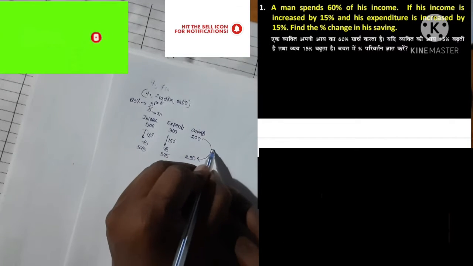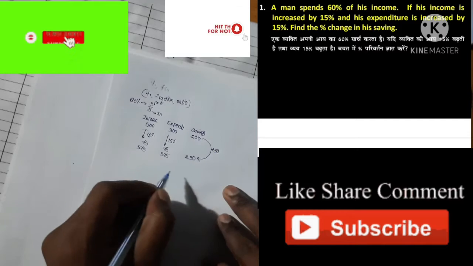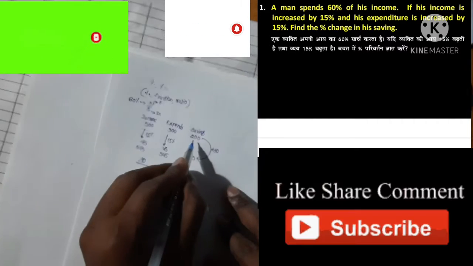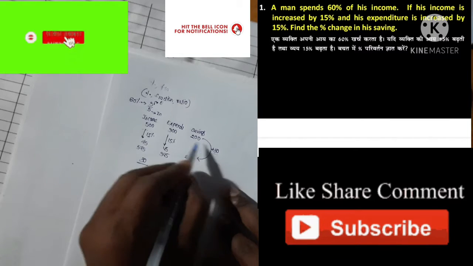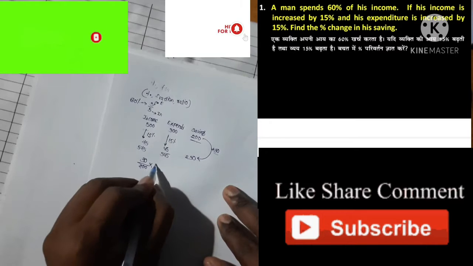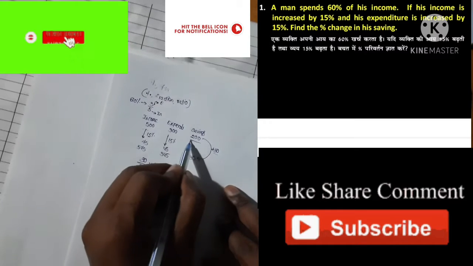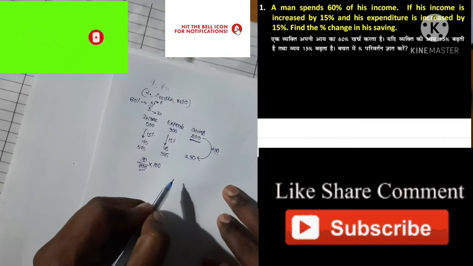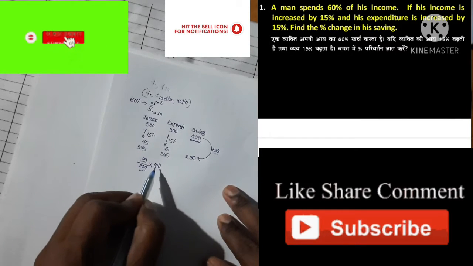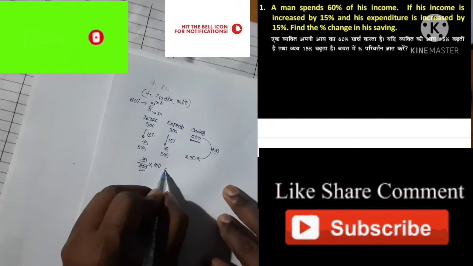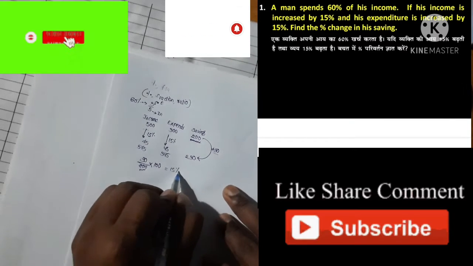So savings is increased by 30. So 30 by 200 into 100. Here we are comparing with 200, so 200 should be in the denominator. So 30 by 200 into 100, so value is equal to 15%.